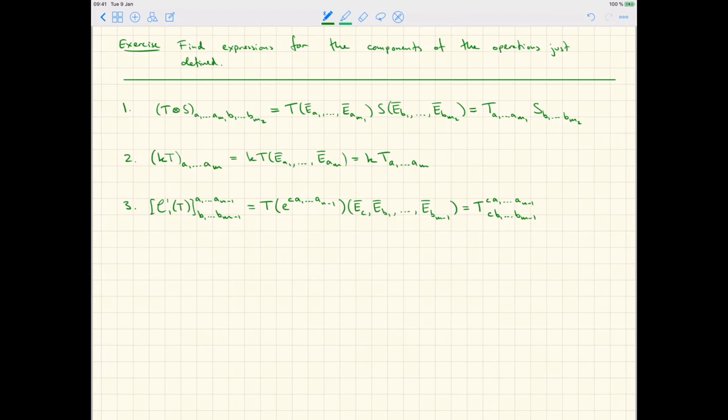Generally, the first and second relations here hold also for type n m tensors. That is, if we have a tensor product between two different tensors, then the components of this new tensor are the product of the tensor components, and if we have multiplication of a tensor with a scalar, the components of the resulting tensor is the same scalar multiplied by the components of the original tensor.